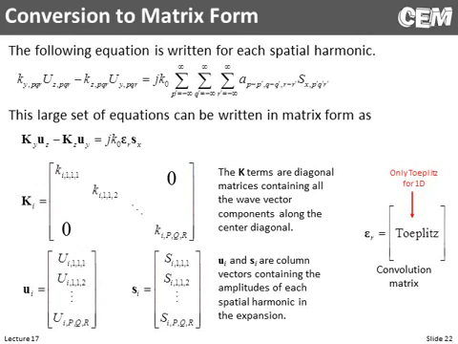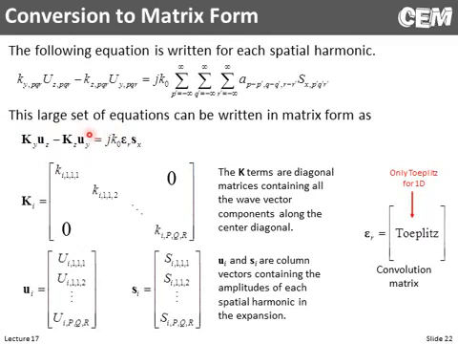Now we want to jump to matrix form. So we write our original equation in Fourier space, but now we have the triple summation. And this large set of equations would look like this. Here's our final equation in matrix form. So these are the same equations, just this is the assembly of all possible combinations of P, Q, and R.